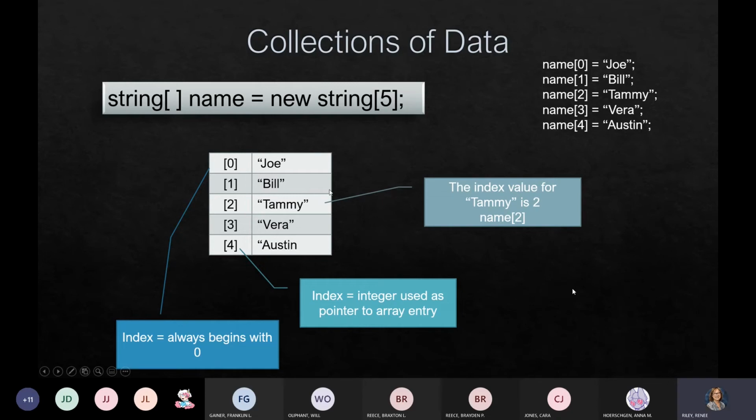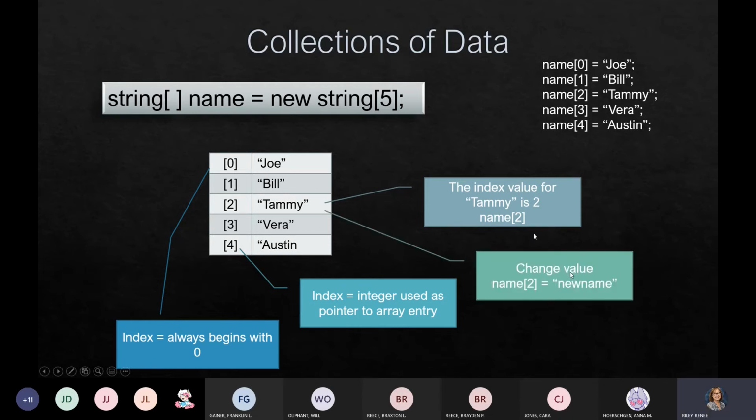The index value for the name Tammy in our array here is 2. So if I was wanting to refer to that Tammy value in the array, I would use the array name followed by the index value of 2 within the square brackets.